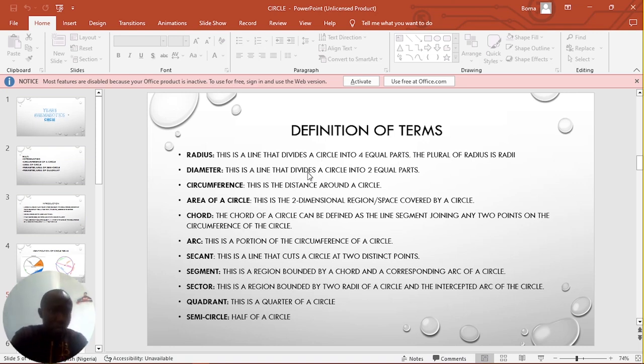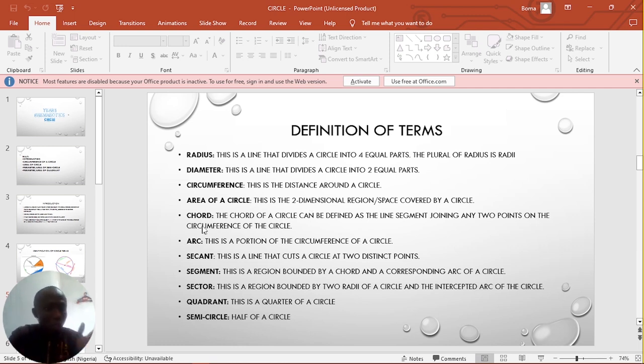I've talked about it already. It divides the circle into 2 equal parts. Then the circumference is the distance around a circle. Then we have what we call the area of a circle. The area of a circle, this is the 2-dimensional region or space covered by a circle.